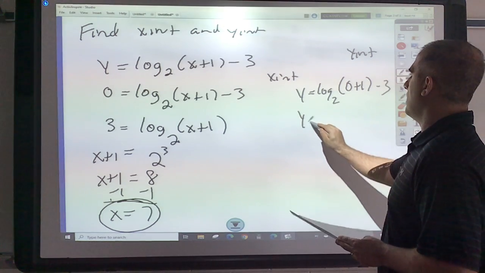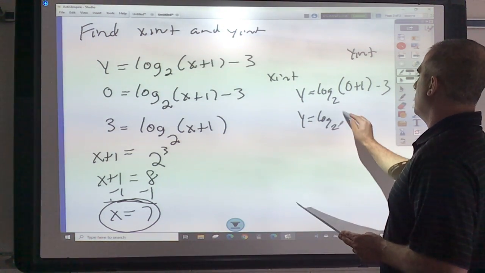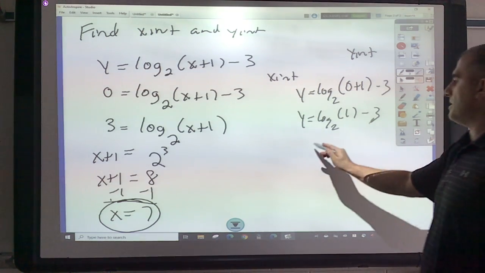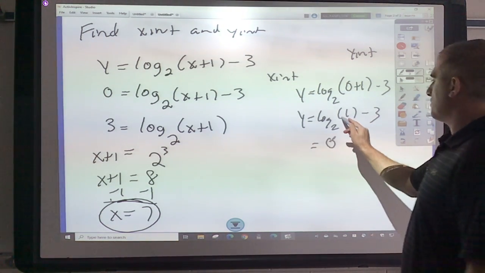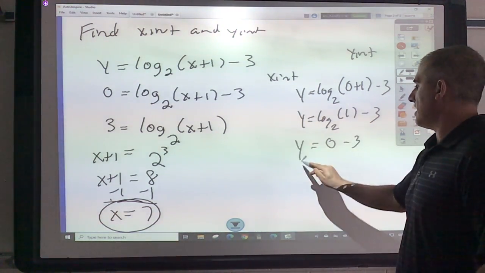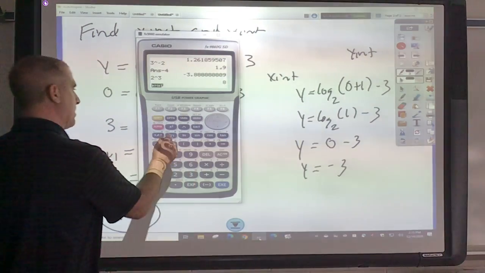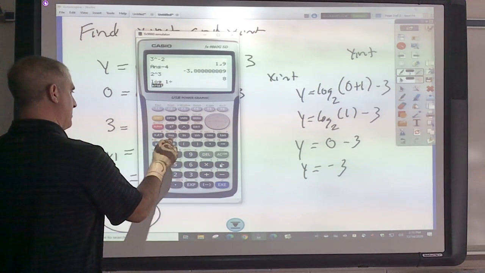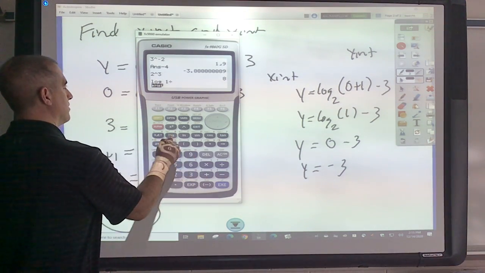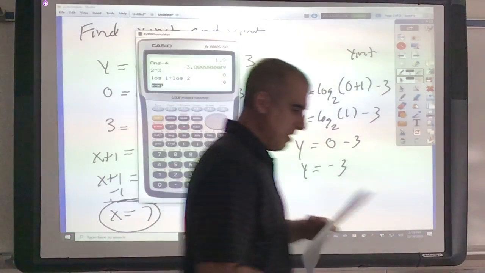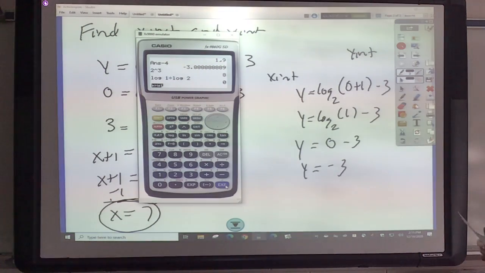Okay? Now, to get the y-intercept, I want to put 0 in for x. Okay? So that'd be y equals log base 2 of 1, minus 3. Now, we know that the log of 1 will be 0, because we know that property. All right, now it'll be negative 3. If you had any doubts of that, you could always use change of base: log of 1 divided by the log of 2, you get 0, okay? So either way, all right?